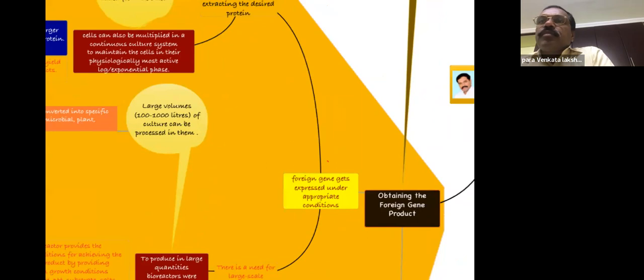How to produce the gene product? That is the challenge. We have given some gene, and that gene is now in the host, and that host has to produce this product. For the host, this gene is nothing but a foreign gene. This foreign gene gets expressed under appropriate conditions. That means you need to provide these appropriate conditions. What are those conditions and where can they be provided?